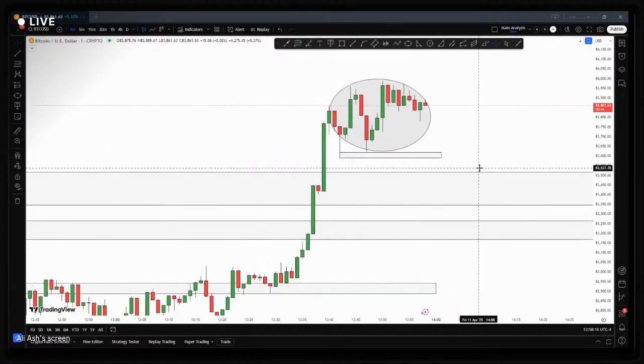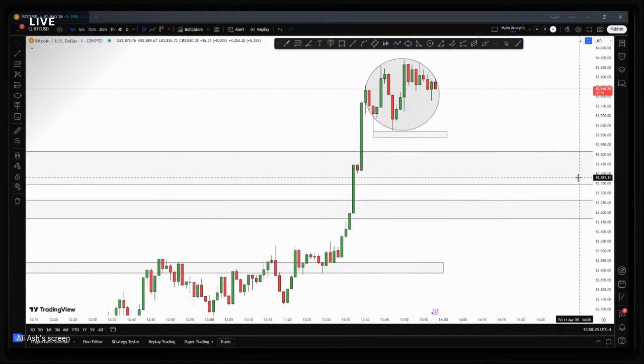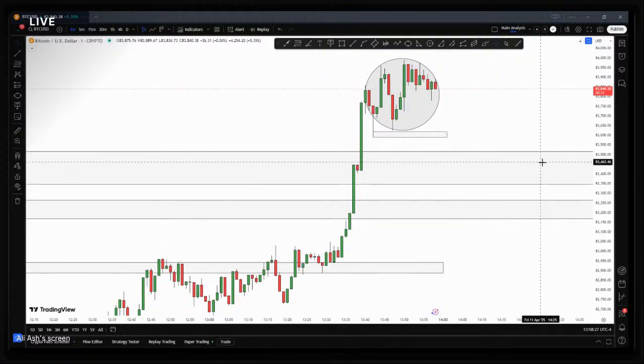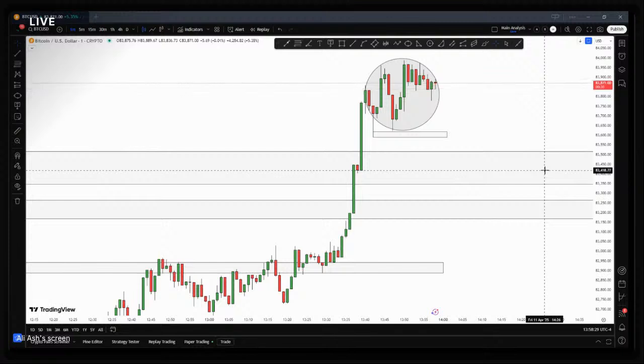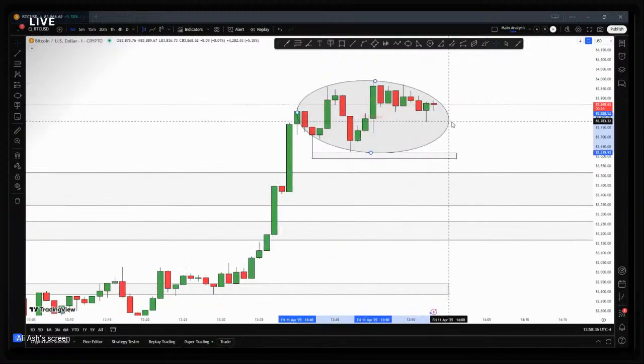Your SL would be 83,500, which would be good enough. If you're going 83,500, then we have an FVG as well. So I would say secure SL to 83,418, and that should be it.